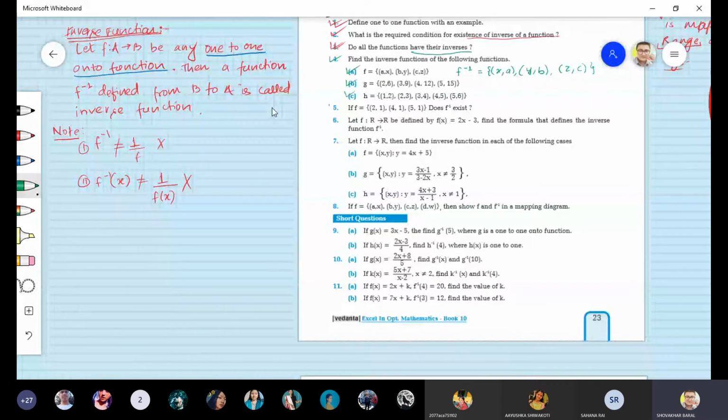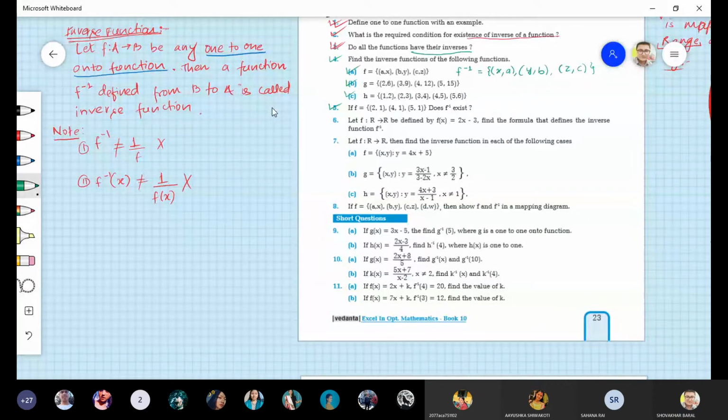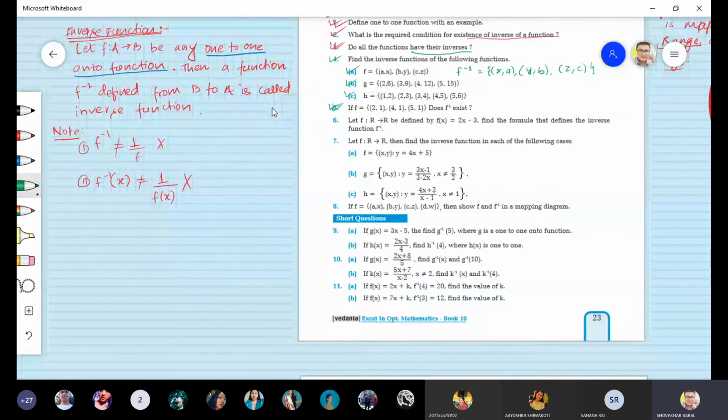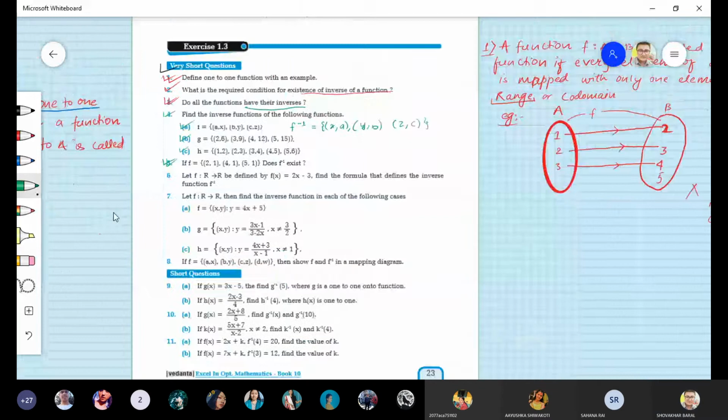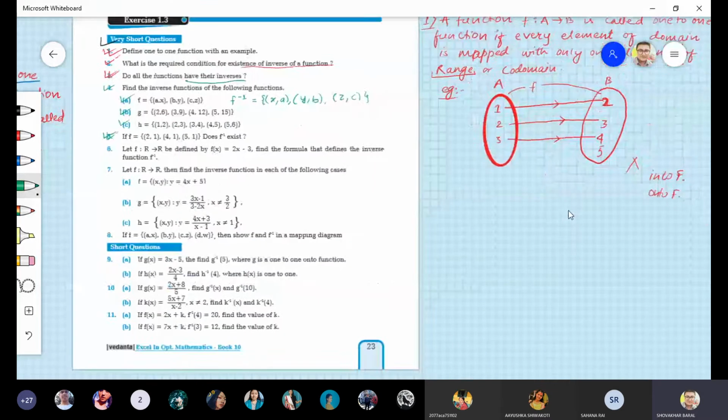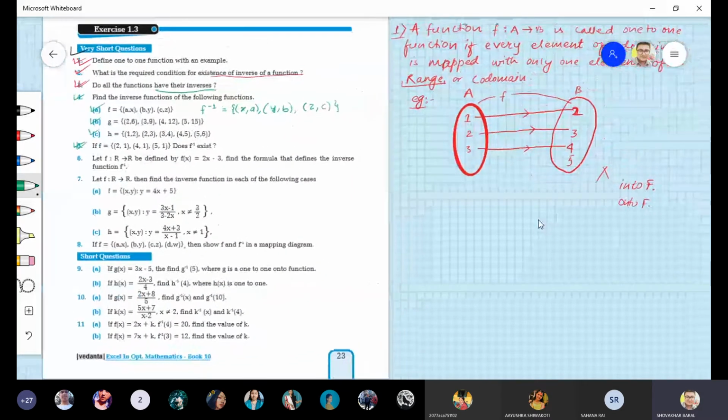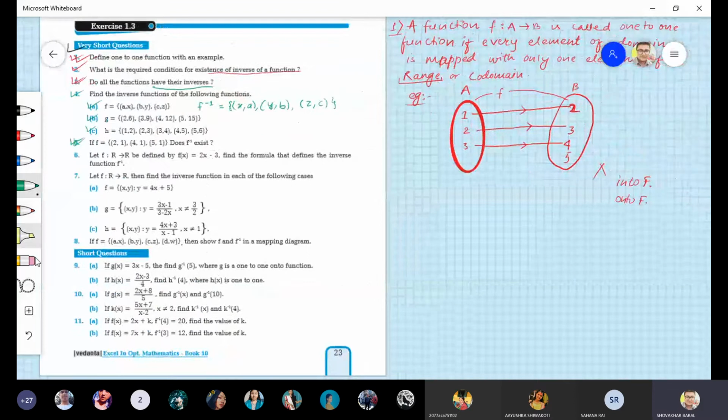Now question number 5. If f is equal to {(2, 1), (4, 1), (5, 1)}, does f inverse exist? This is a very vital question to understand what the inverse of a function is. So let me discuss it in detail. Okay, let me write somewhere around here. I hope you have written these things. I think I can erase these things also. Let me erase this.